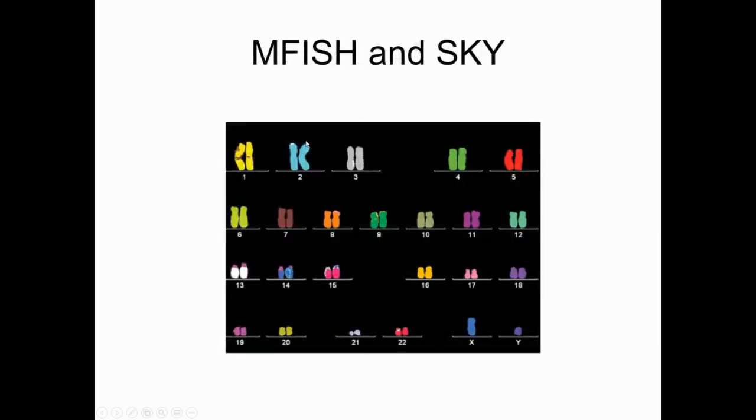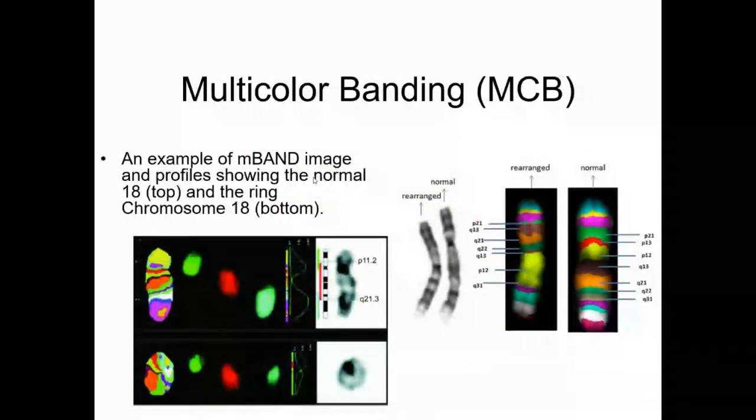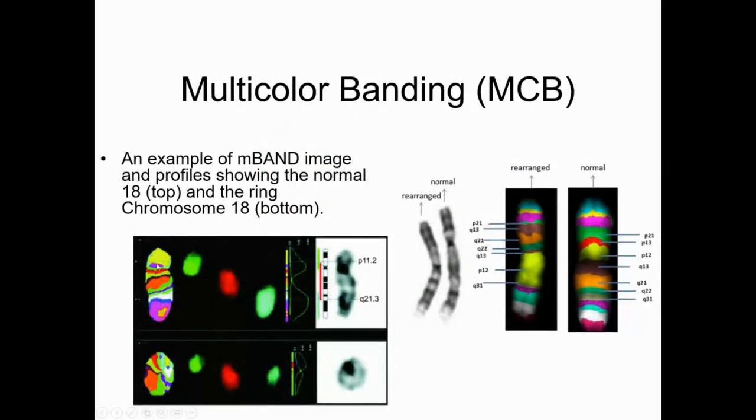And this is just an example of the multicolor FISH, all right? So different chromosomes give you different colors, okay? And with multicolor banding, the same chromosome gives you different banding, so that you'll be able to detect the mutation, okay? And because different bands give you the location of a specific gene, you will be able to determine whether there is a change in the location of the specific gene.